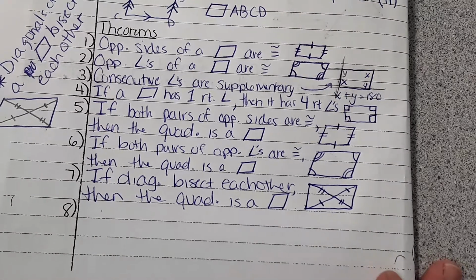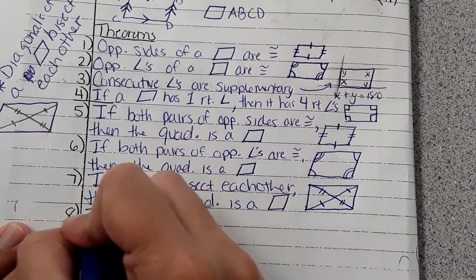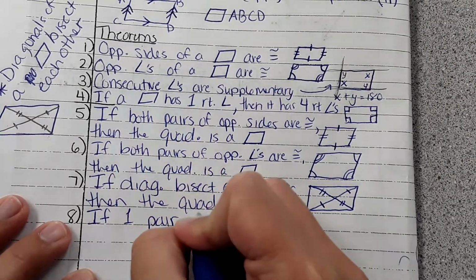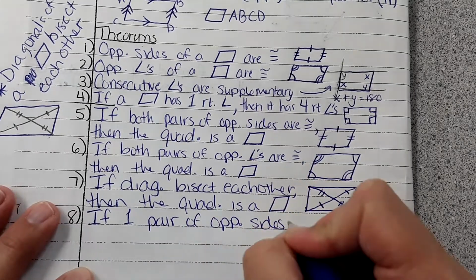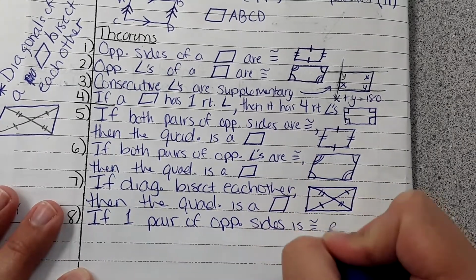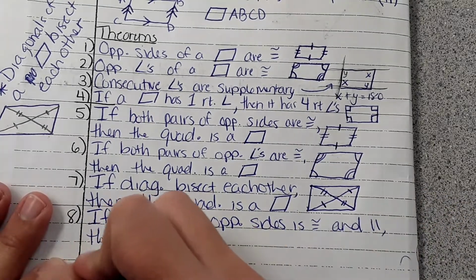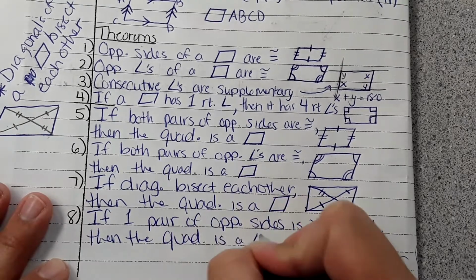And then the last one, 8 is new. We didn't go over it yesterday. If one pair of opposite sides is congruent and parallel, then the quadrilateral is a parallelogram. And I'll show you what that looks like in a second. If one pair of opposite sides is congruent and parallel, then the quad is a parallelogram.